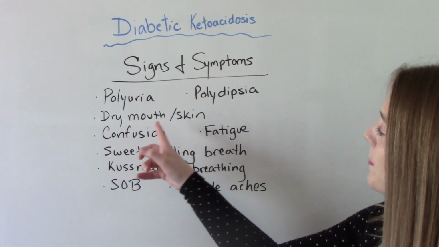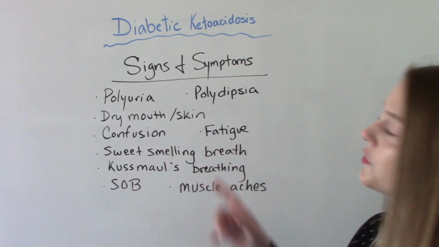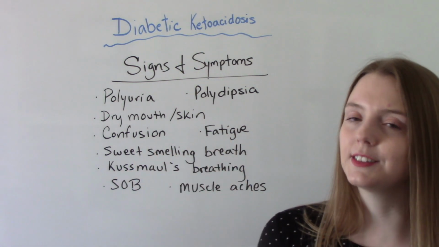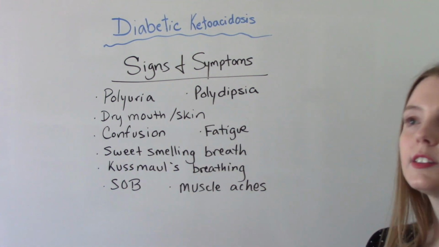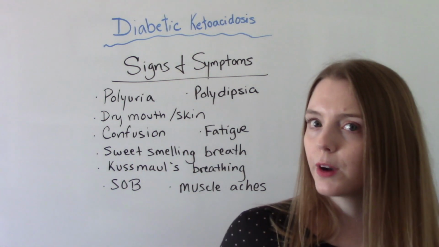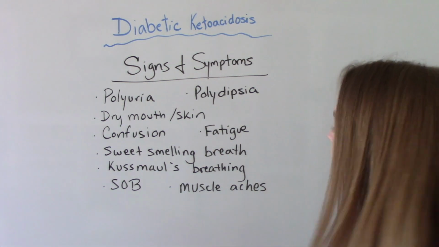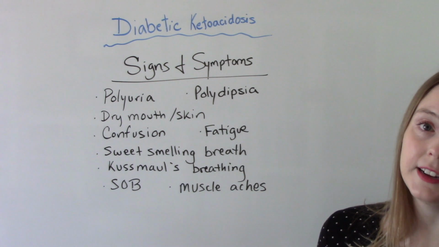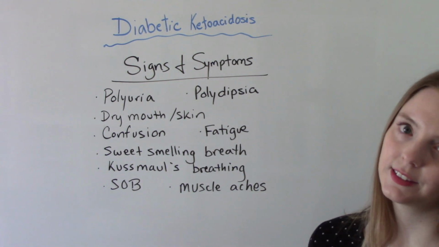They'll have a dry mouth and dry skin. They might appear confused or fatigued, which happens in acidosis. They might have sweet smelling breath, or sometimes they call this fruity smelling breath, like you can smell the sugar on their breath. Kussmaul's breathing. They may have shortness of breath and muscle aches.